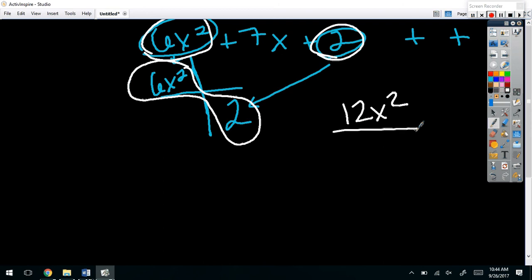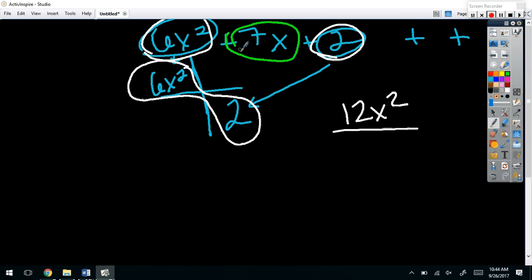It is 12x squared. Here's where the puzzle comes in. Remember I told you factoring is just a puzzle. This is the hardest part of the puzzle. I need two factors that multiply to 12x squared, but whenever I add them together, they have to add to what's in the middle.